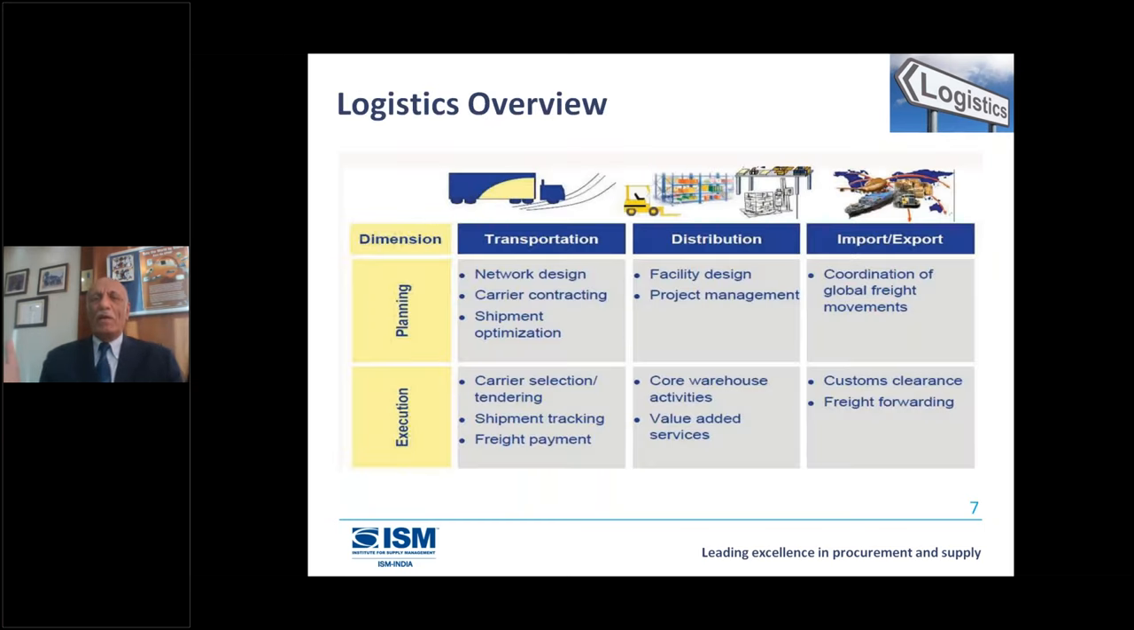Logistics, bigger picture: if you look around, there are three components. The first component is the transportation part. Second is distribution. And third is import-export. So all these three parts are part of logistics. Transportation is a major component. If I look from the costing angle, transportation alone costs around 56-57%. Distribution means the goods have reached the finished goods warehouse, and now I'm trying to distribute them.